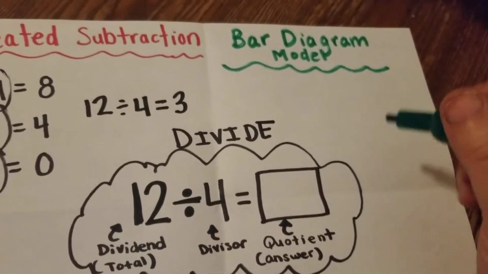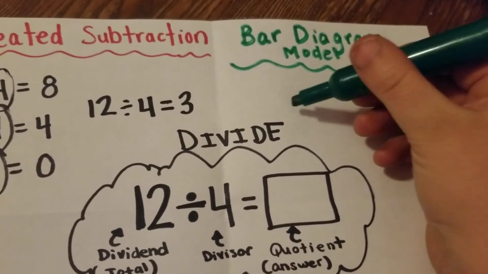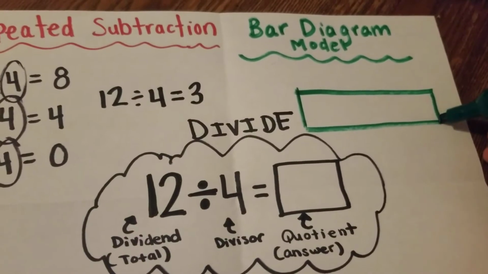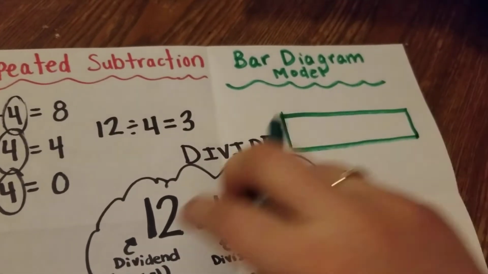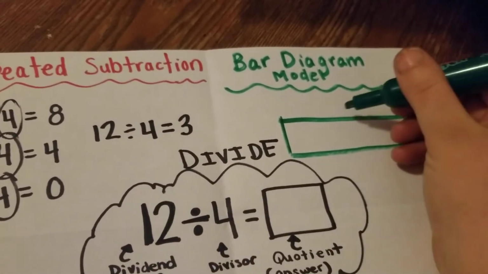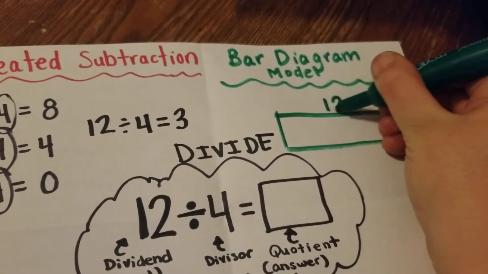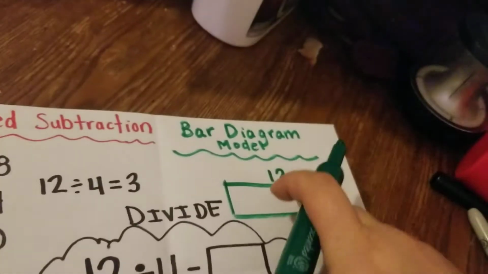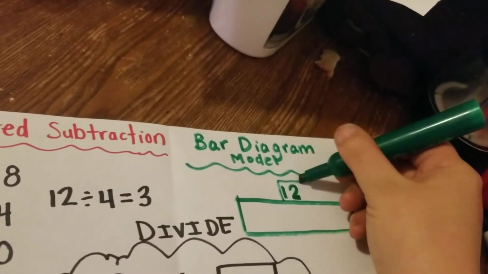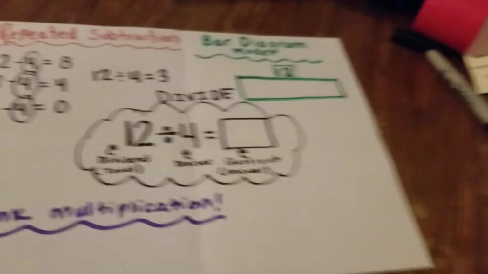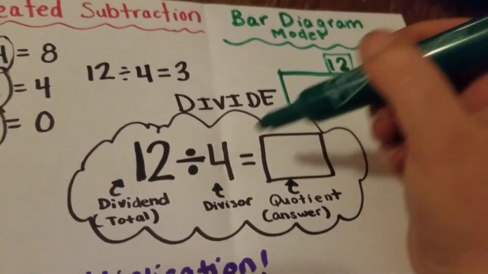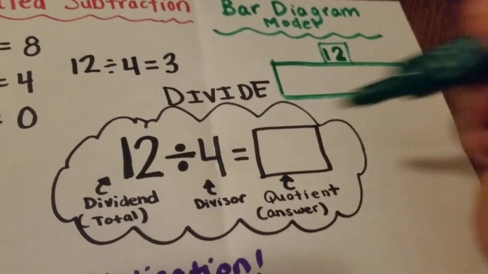Ready? We're going to make a bar. Step 1 is to make a bar, okay? This is going to represent your total amount, which is 12. I'm going to put the 12 at the top. In Miss Stark's class, we say we put it in the hat. I say give this guy a little hat, and we put the 12, or the total, in the hat at the top, okay? We're going to divide this bar now into 4 equal pieces because that's my divisor.